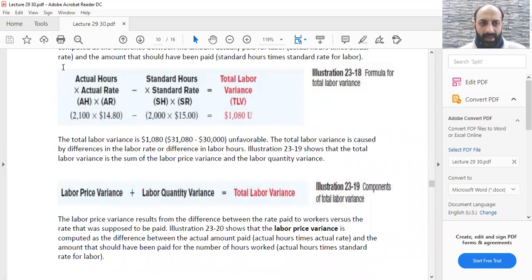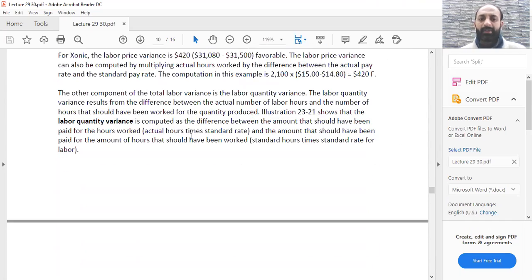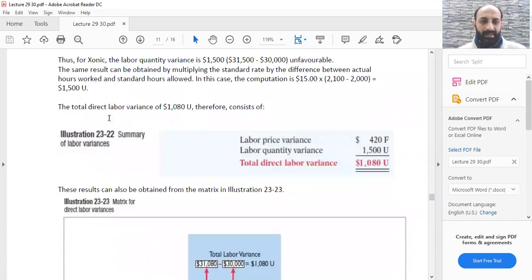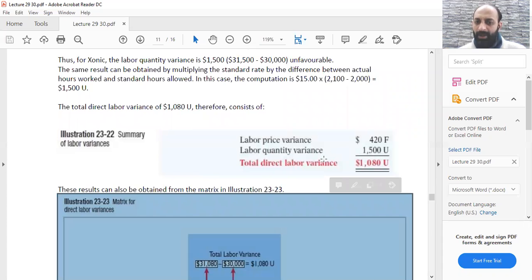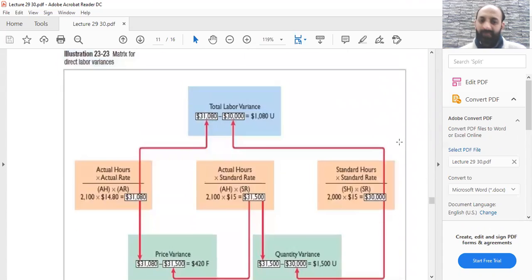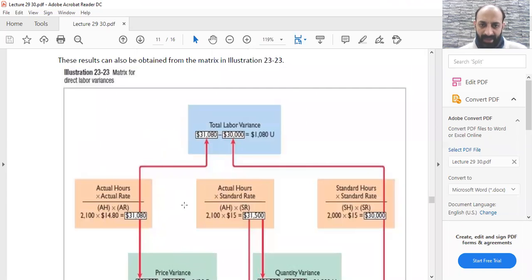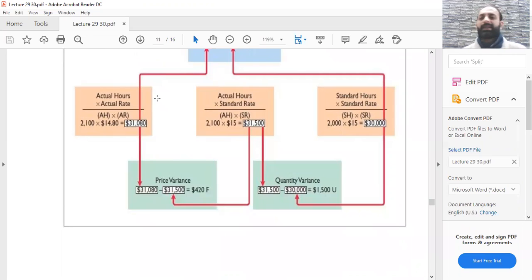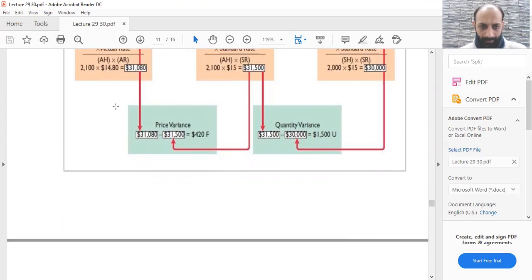When you individually calculate these two, तो जो unfavorable अगर बड़ा होगा तो obviously the net result will be unfavorable. The total direct labor variance of 1080 therefore consists of, आपका 1080 कैसे आया था, आपकी लेबर प्राइस वेरिएंस फेवरेबल थी 420 और आपकी लेबर क्वांटिटी वेरिएंस अनफेवरेबल थी 1500 की. Same as direct material, you can use the matrix to calculate the direct labor variance, which has the same flow and the same conceptual calculations attached to it.